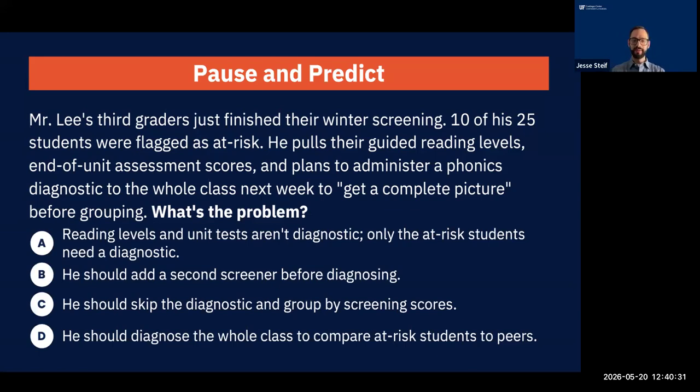A, levels and unit tests aren't diagnostic, only the at-risk students need a diagnostic. B, he should add a second screener before diagnosing just to be sure. C, he should skip the diagnostic and group by his screening scores because that's going to take too much time. Or D, he should diagnose the whole class to compare at-risk students to their peers to see if everyone has an issue with decoding.